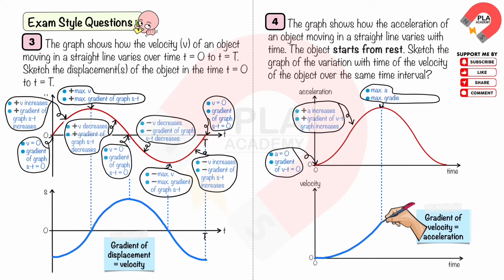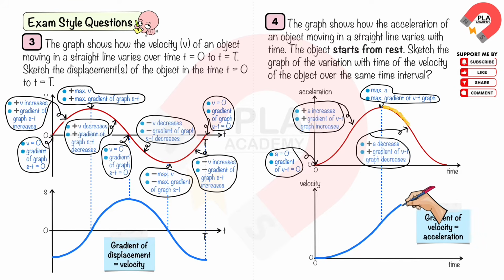At this point, the positive acceleration is maximum, so the positive gradient of velocity time graph is maximum. In this section, the positive acceleration is decreasing, so the positive gradient of velocity time graph decreases. At this point, the acceleration is 0, so the gradient of velocity time graph is 0.